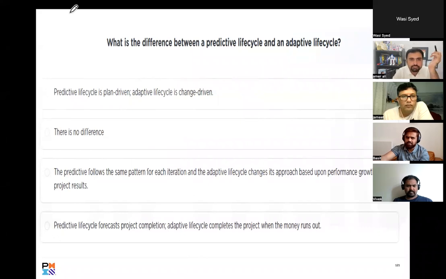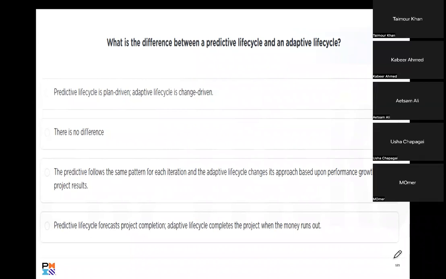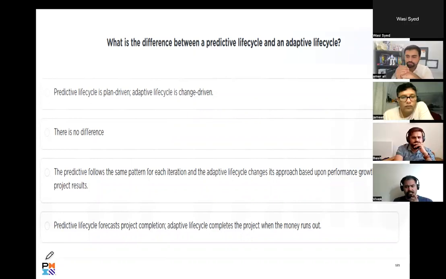Yeah, please. So it's again a single liner. What is the difference between a predictive life cycle and an adaptive life cycle? The answers are: predictive life cycle is plan driven, adaptive life cycle is change driven; there is no difference; predictive follows the same pattern for each iteration, and adaptive life cycle changes approach based upon the performance growth of the project results; and the final one is predictive life cycle forecasts project completion, adaptive life cycle completes the project when the money runs out.